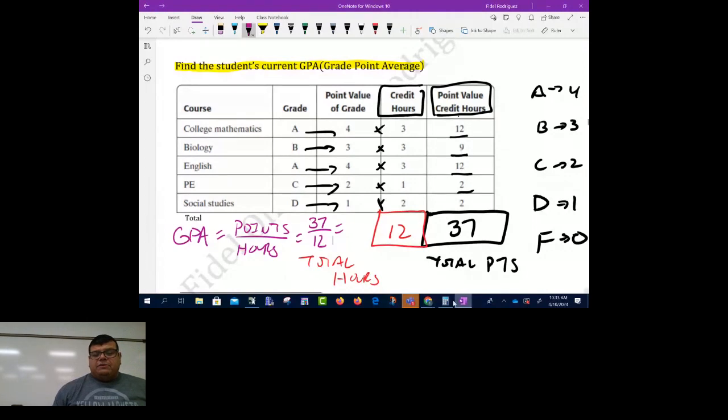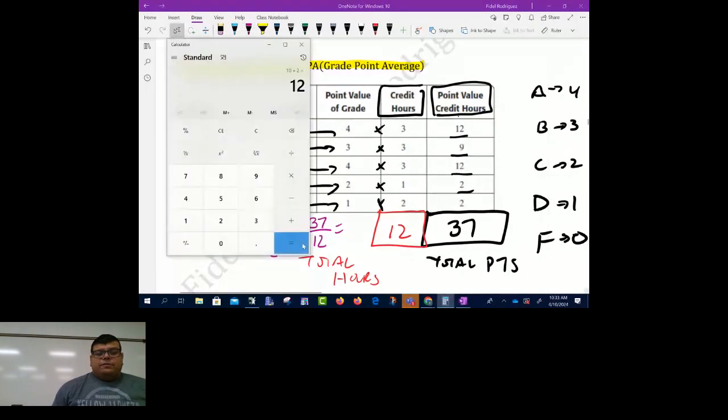Okay, guys, I'm going to take my calculator here. 37 divided by 12. And we're coming up with a whole bunch of stuff here. In regards to GPAs, they always go to 2 decimal points. They usually don't go past that. So usually here, when we write this, we always go to 2 decimal points.